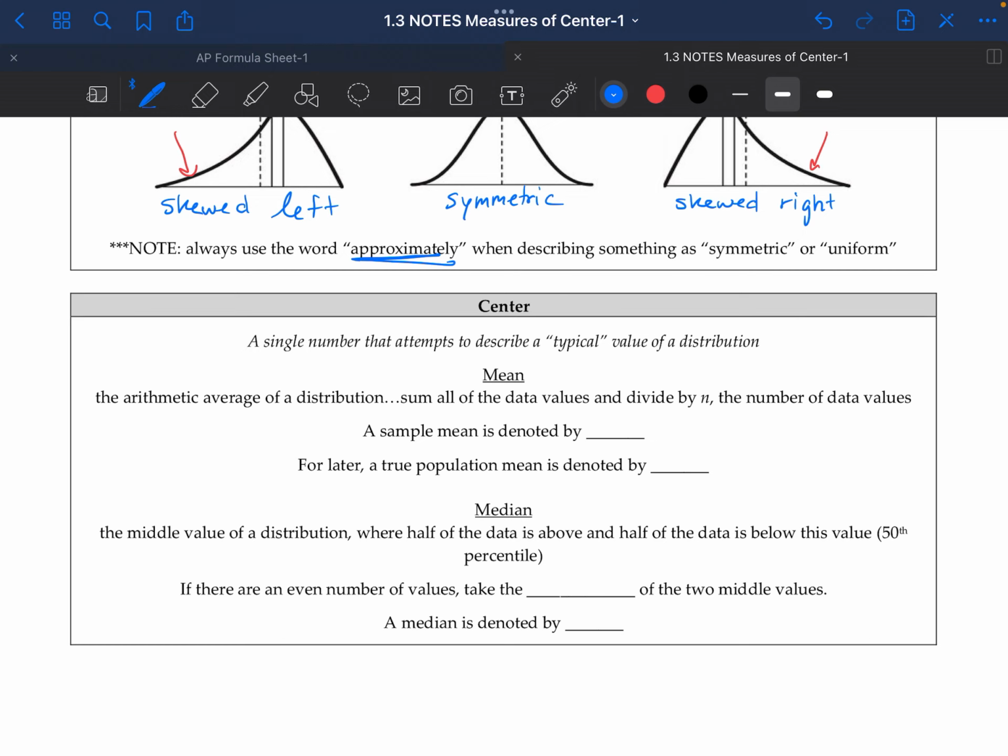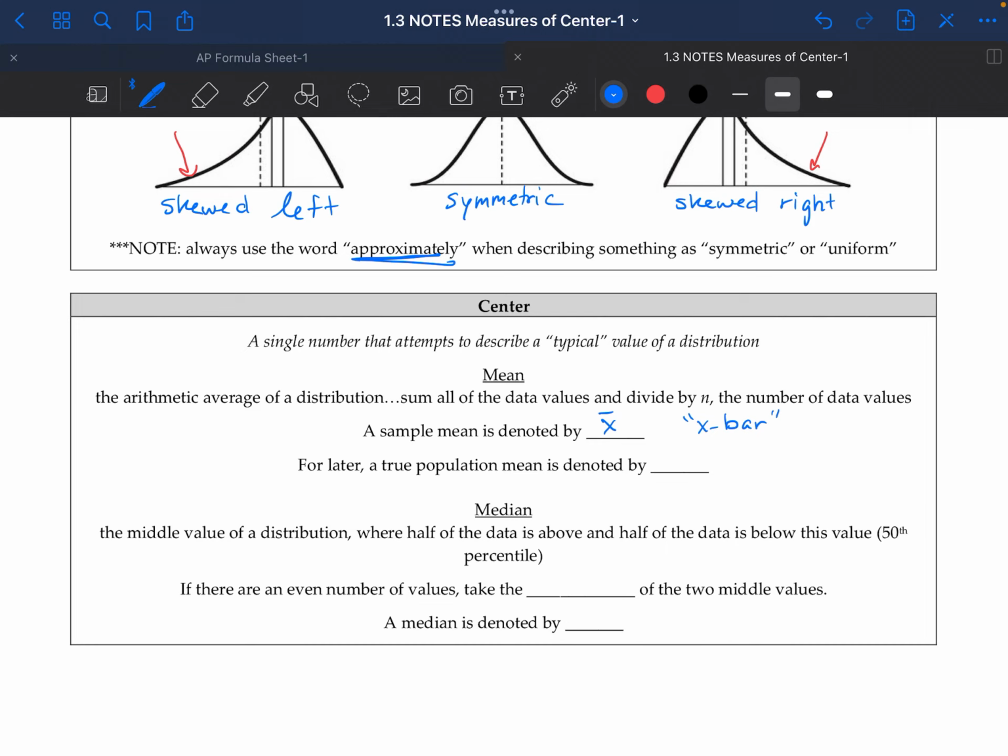And that's denoted in two different ways. If we're dealing with a sample mean, so if I just grabbed 10 people from a class or 100 people from a school, then we represent that with something called X bar. If you see X bar, that's telling you that's a mean. That is a calculated average, and it's for a sample.